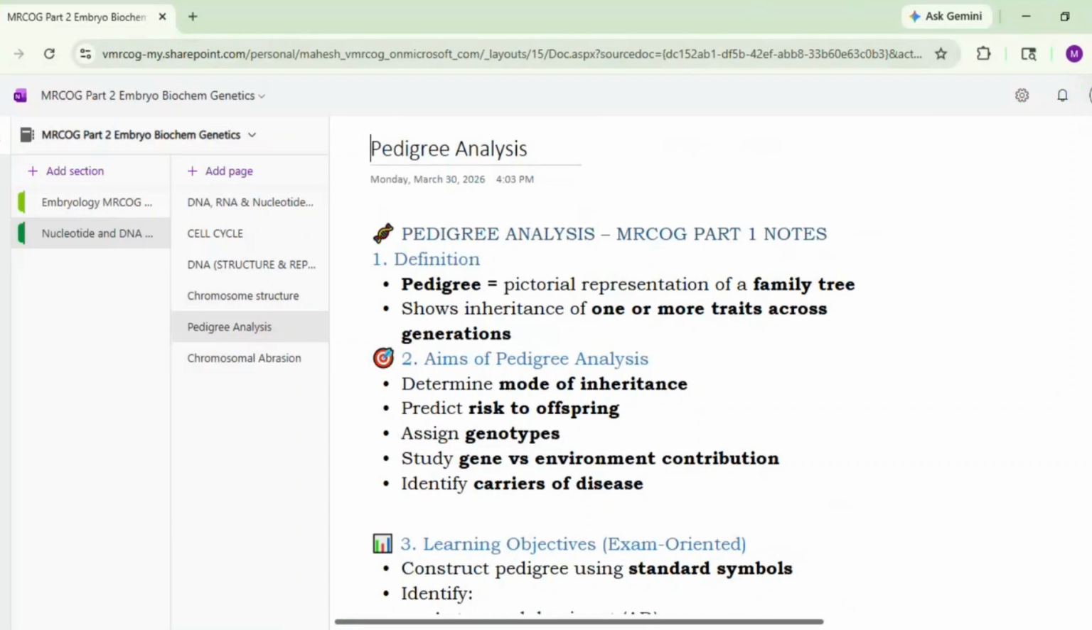Okay. So what are the aims of pedigree analysis? It determines the mode of inheritance. It predicts the risk to the offspring. It assigns the genotype. It studies gene versus environment contribution and identifies the carriers of the disease. So the most important from the examination point of view are the mode of inheritance and predicting the risk to the offspring. Okay, these are the two things which are more commonly tested in the examination.